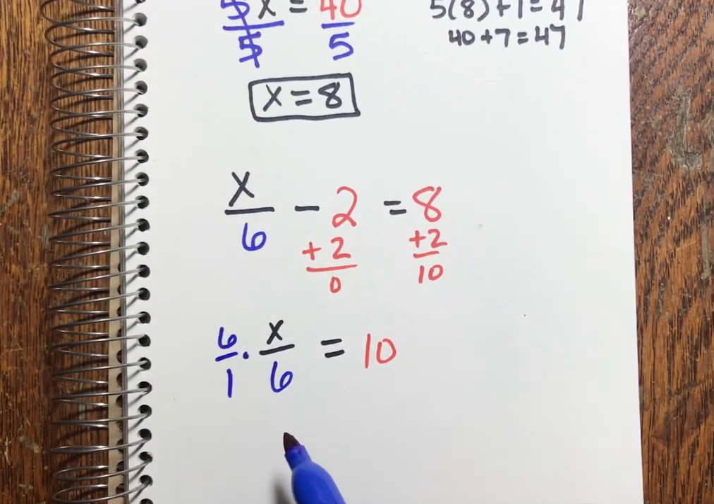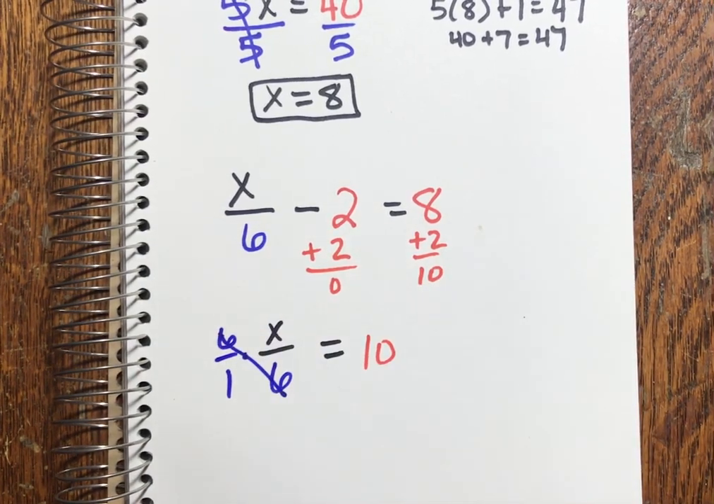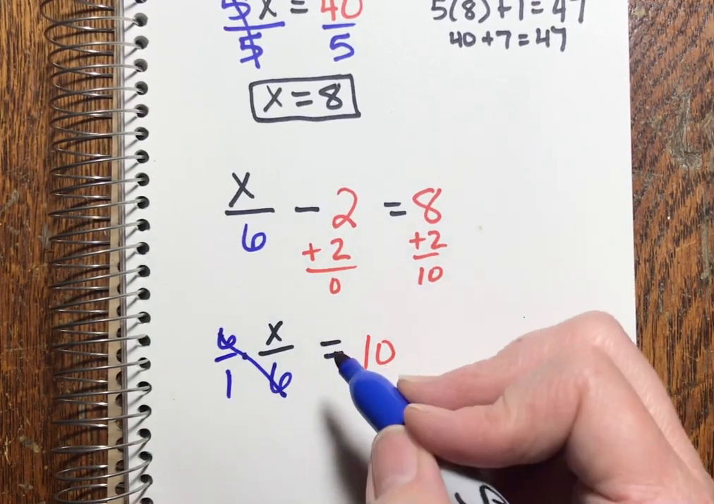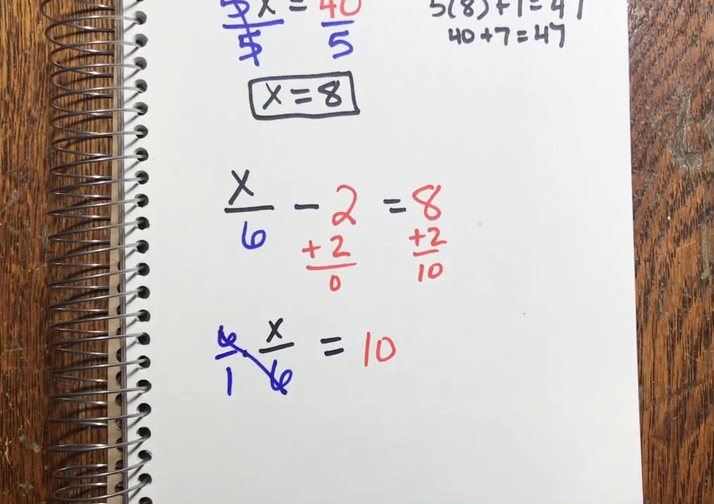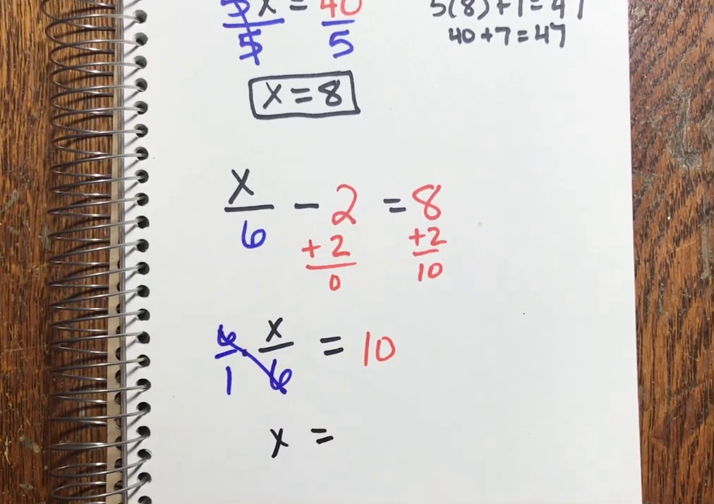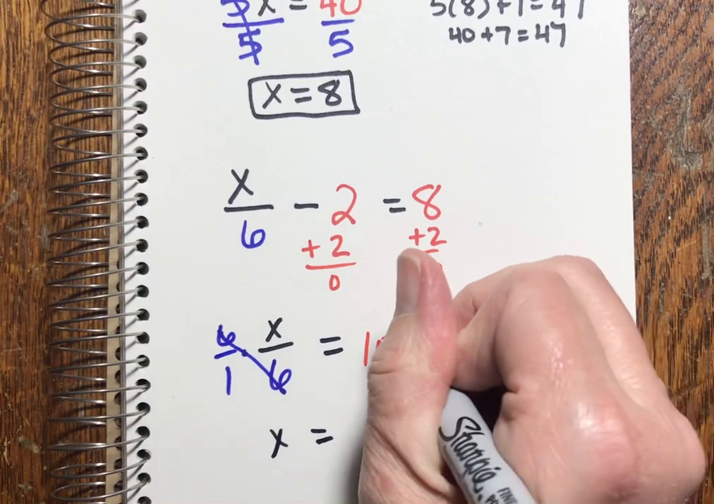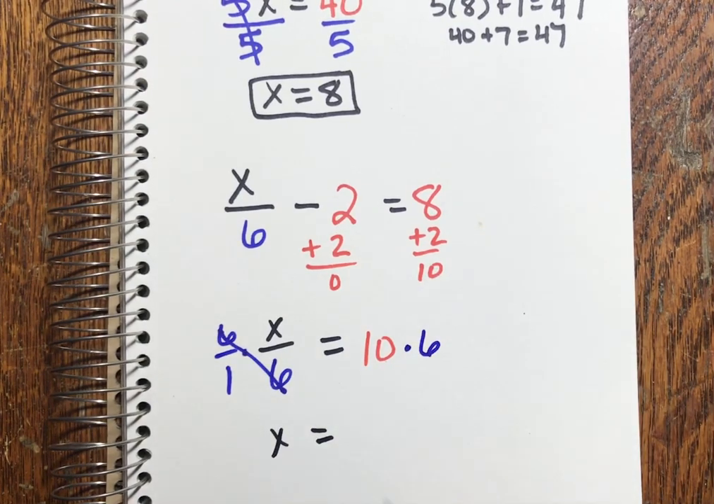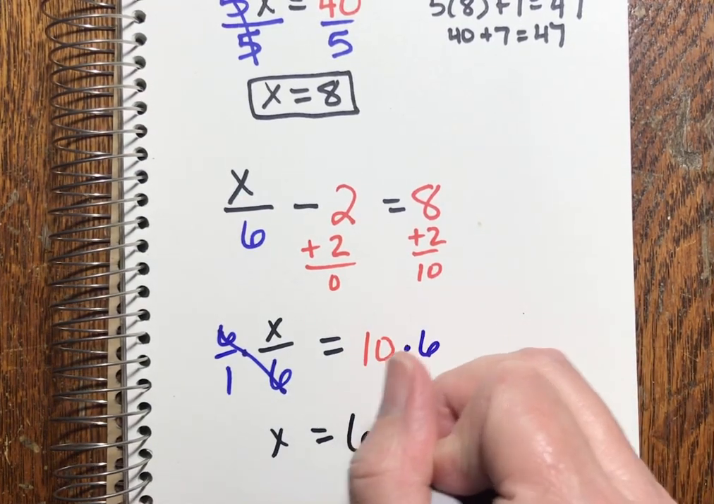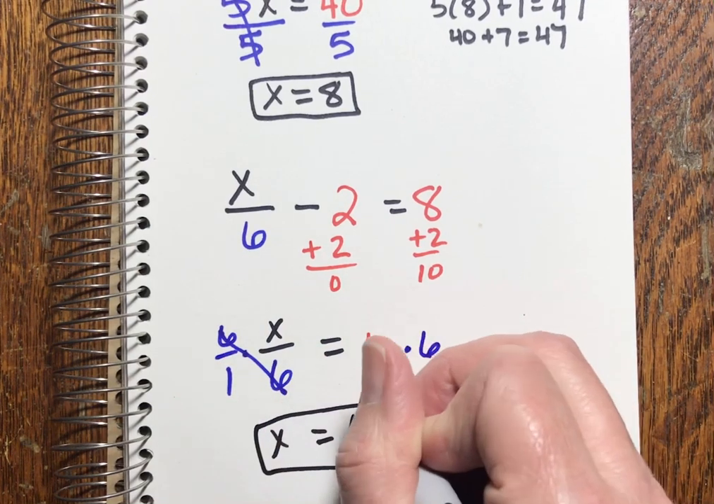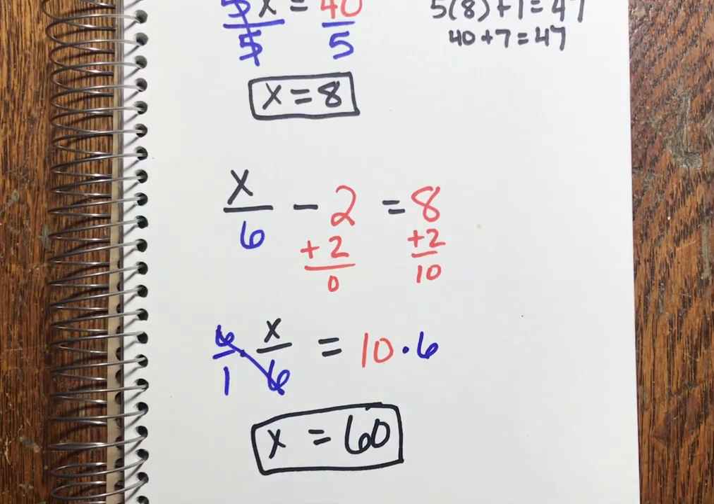I'm going to write it in fraction form just so I can easily see how those numbers cancel. That leaves me with just an x. And then on the other side, I also multiply by 6. 10 times 6 equals 60. My solution is x equals 60.